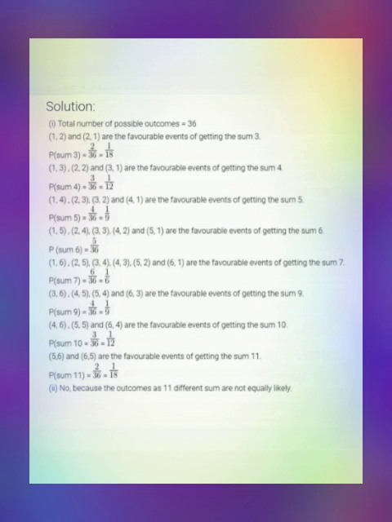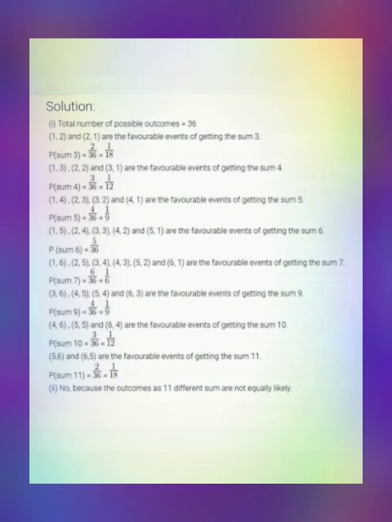Okay. The next thing is, what is the probability of getting the sum 10? That is 4, 6 and 6, 4 and the doublet 5, 5. So there are only 3 favorable outcomes, that is 3 by 36. You can simplify and you can get 1 by 12.